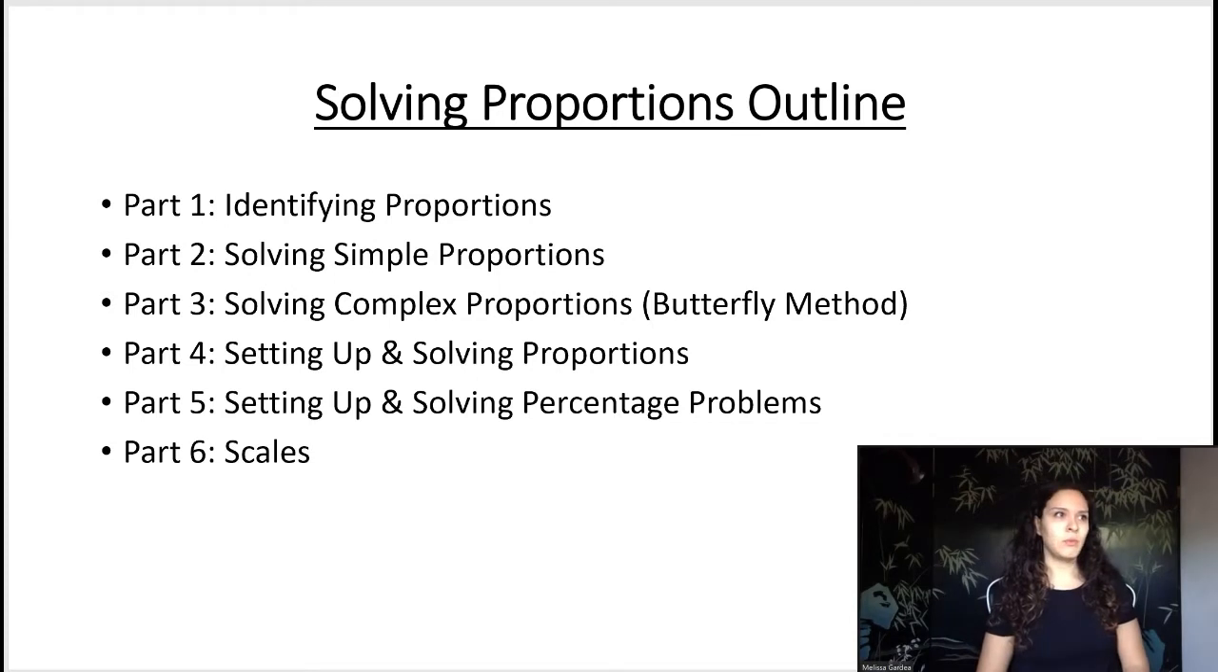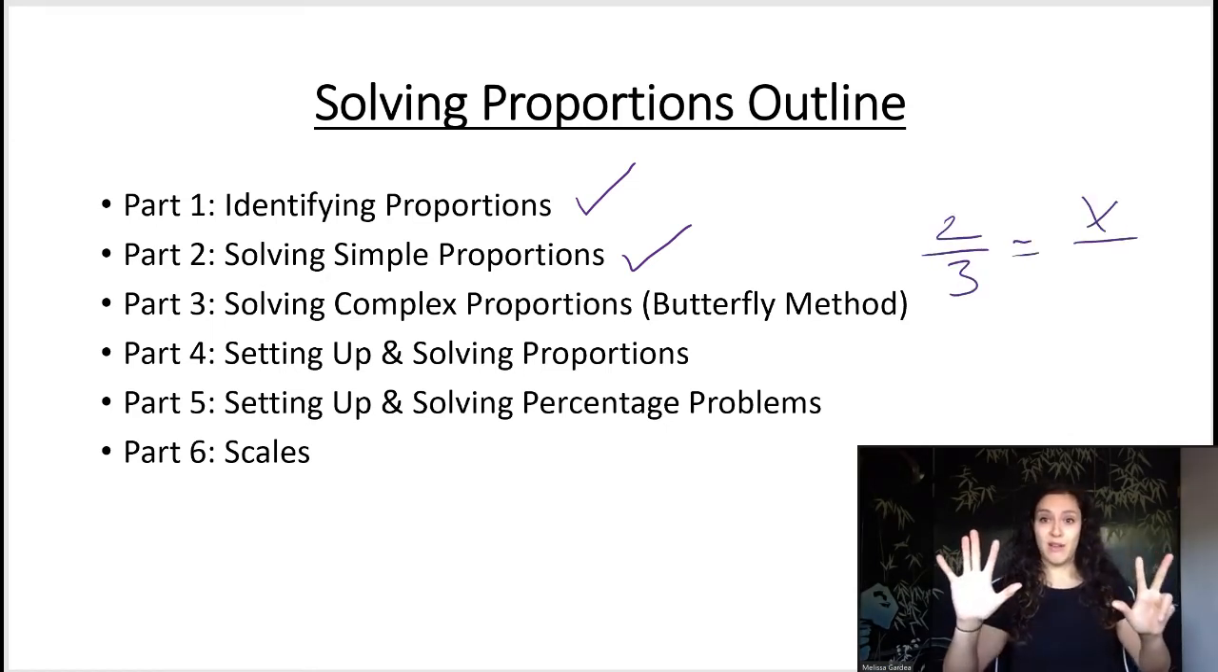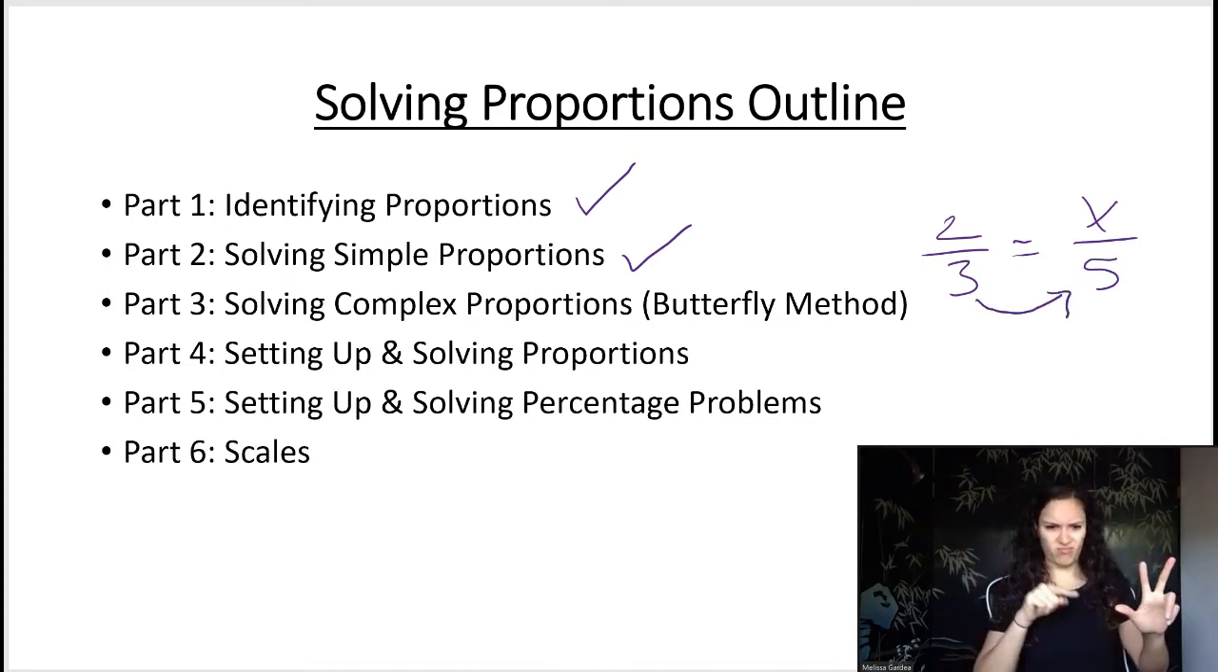So we just finished solving simple proportions. Before that, we identified proportions by simplifying both fractions to see if they were equivalent. Now we're going to learn how to find missing values in situations where you can't get to the number across. 3 times something not so easy gets me to 5. That makes it complicated. So I'm going to show you another way how to solve those types of problems.